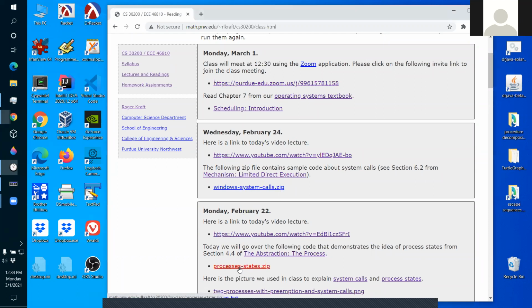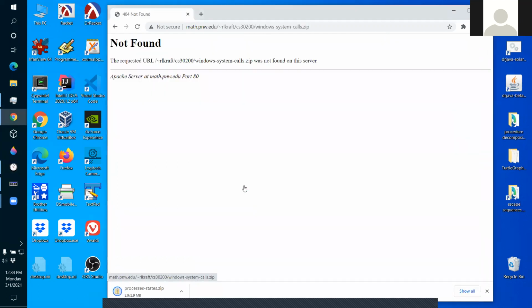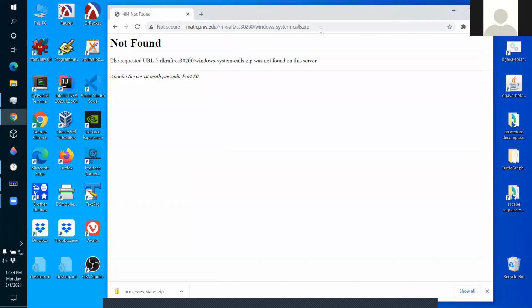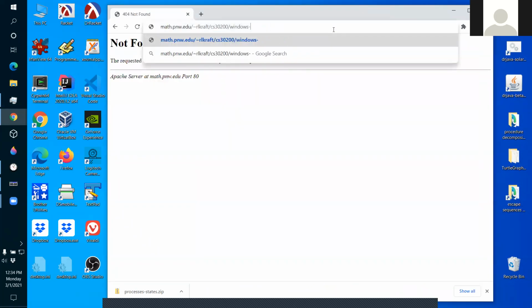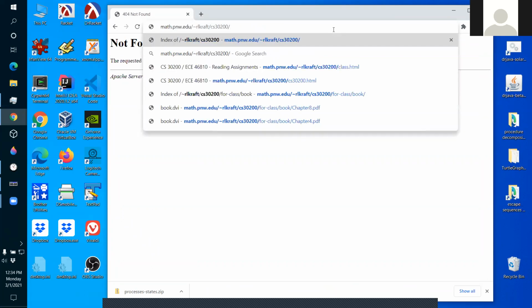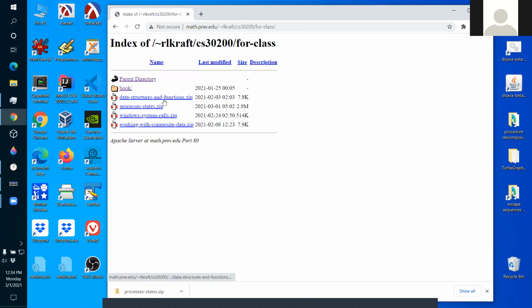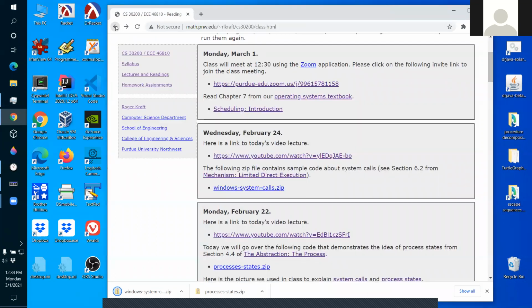Okay, so I'm going to download these two folders. Oops, I forgot to fix that. Oh, remember, it's up there. Get the folder view, and it's in the folder for class, and there it is. Okay.